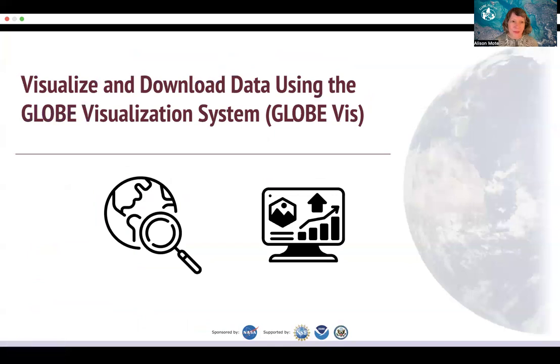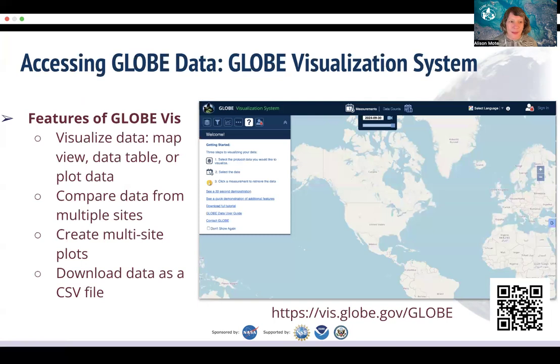So we're going to start off with visualizing and downloading data using the Globe Visualization System, or Globe Viz. And this summary slide highlights the features of Globe Viz, along with a screenshot here on the right showing you what the system looks like. But Globe Viz is really handy for visualizing data. Through map view, you can also look at data in a table view, or you can also plot data. And one of the really cool features is you can compare data from multiple sites and plot data from multiple sites. So I'll show you how to do that. And you can also download data as a CSV file.